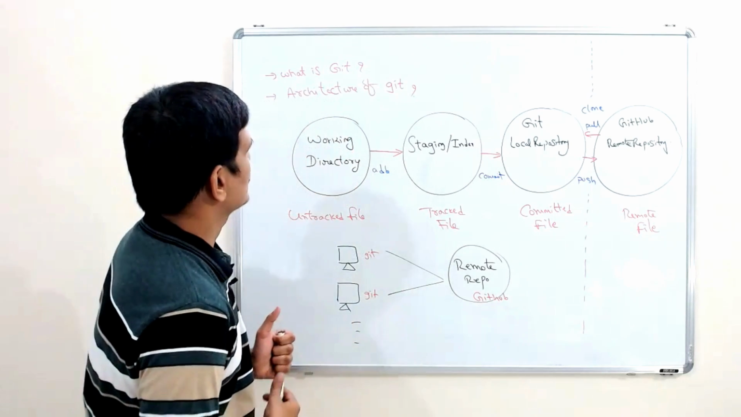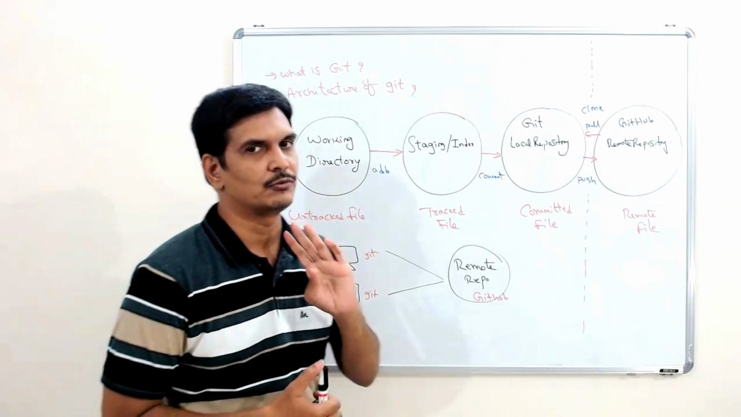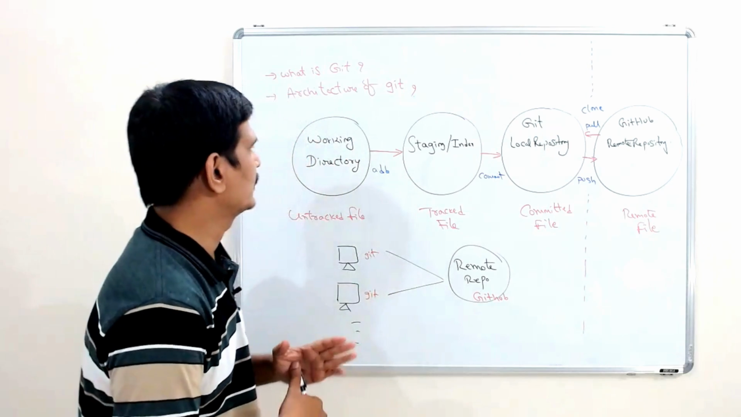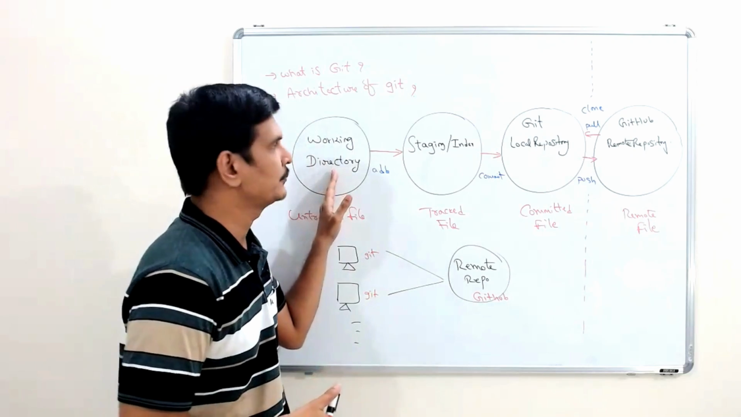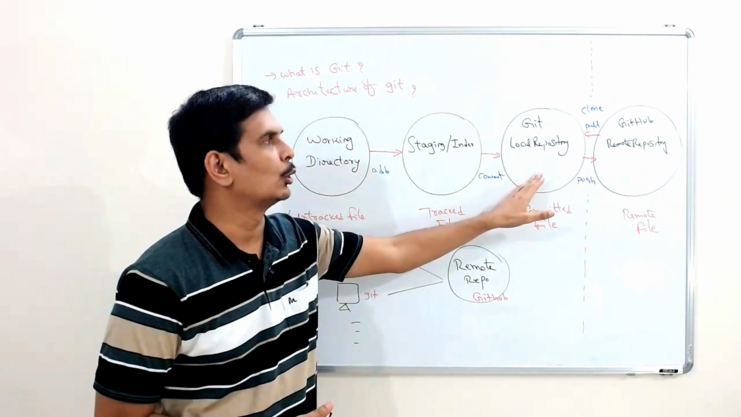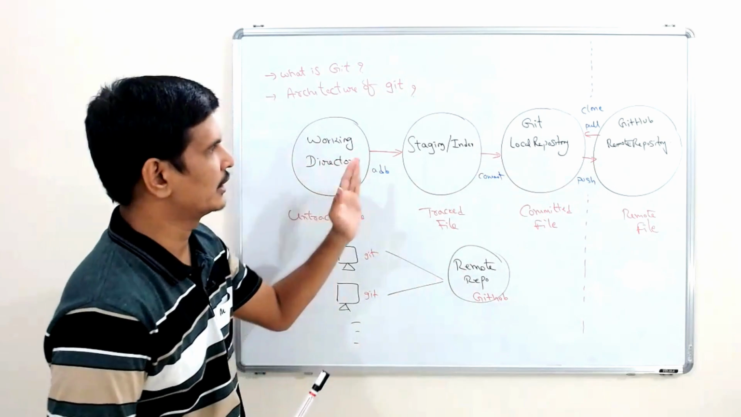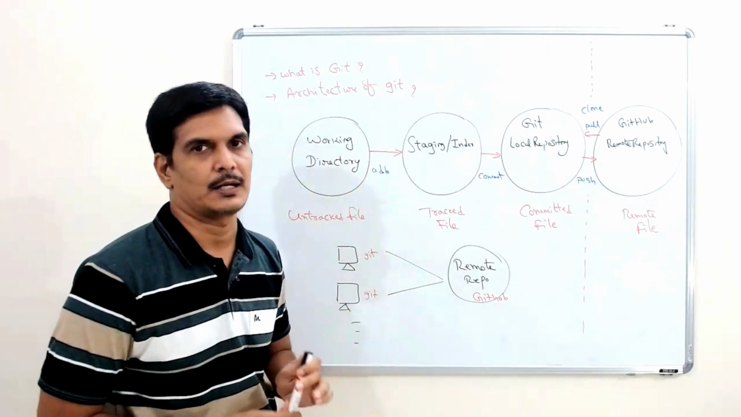Now, what is the architecture of Git? Mainly, Git has four different components: the working directory, staging or index, the Git local repository, and the GitHub remote repository. So we can divide the architecture into four parts.